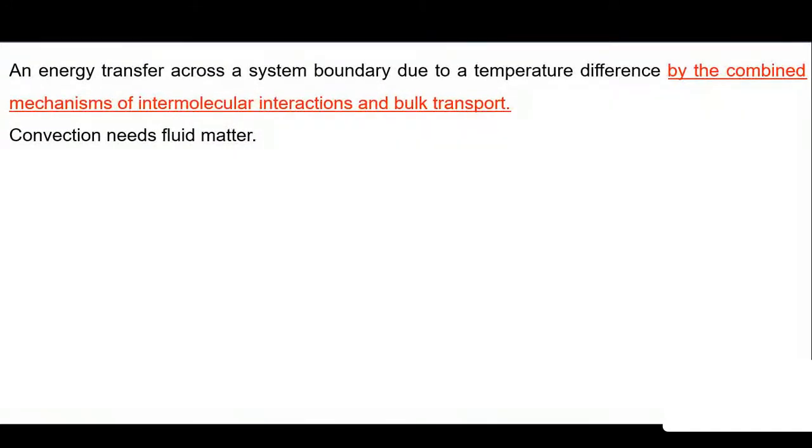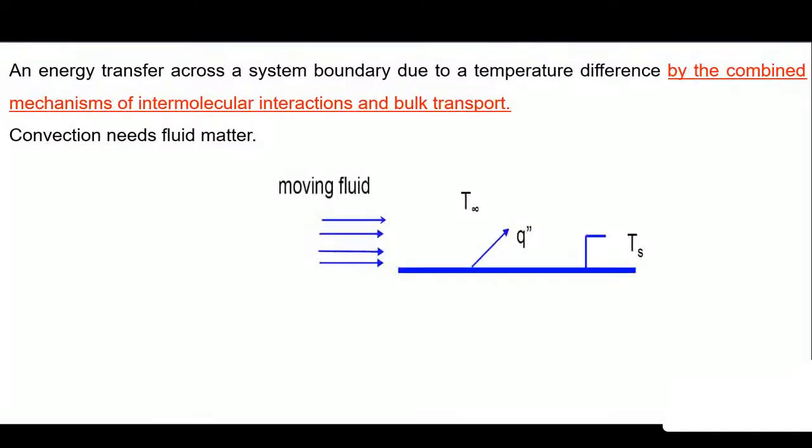Convection cannot occur through solids because the molecules of solids are non-moving. They are fixed in their position, so there is no question of any convection through solids. Convection can occur only through fluids, that is gases and liquids. And you can see that a fluid is moving past this surface.